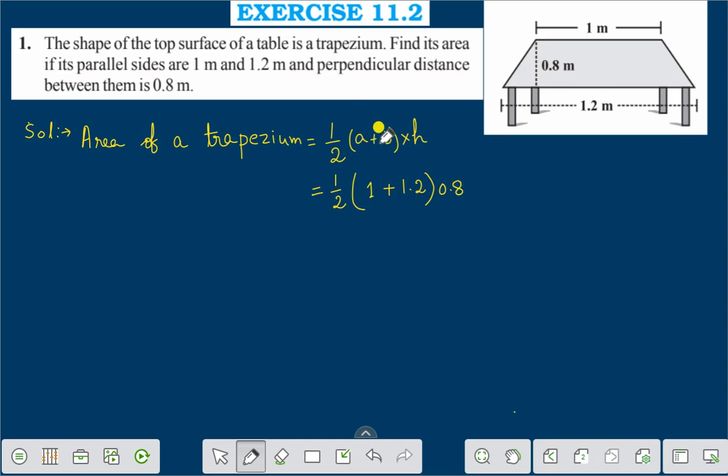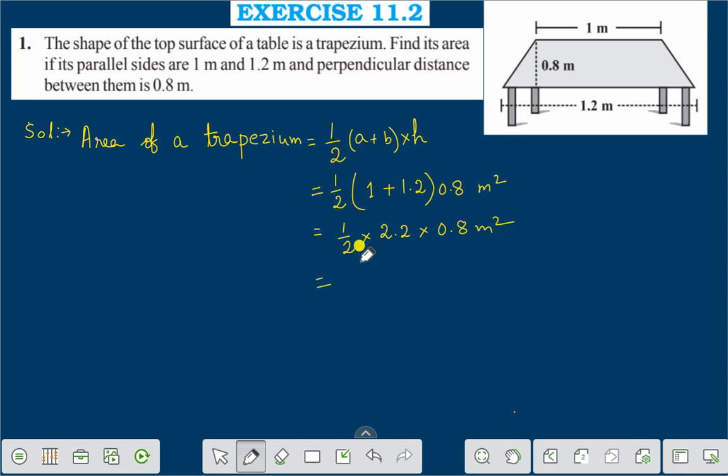That means here half into sum of parallel sides into distance between parallel sides. Distance between parallel sides is 0.8, that is height. These are all in meter, therefore the area will be in meter square. Therefore, we are getting 1 by 2 into (1 plus 1.2), that is 2.2, into 0.8 meter square.